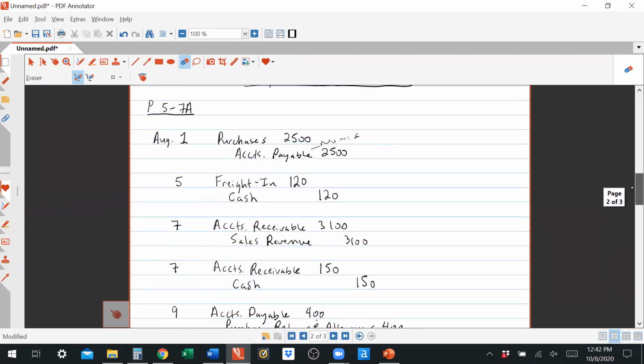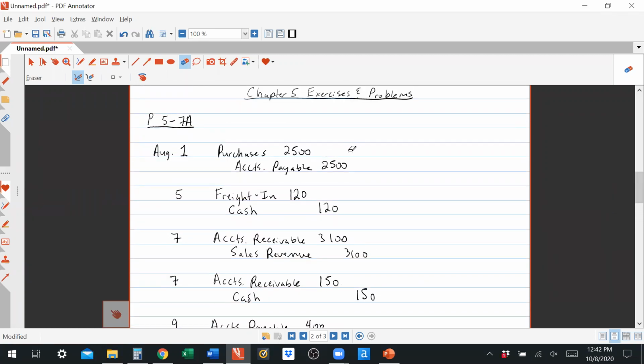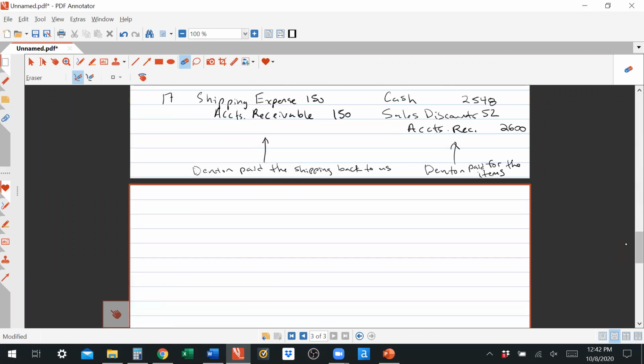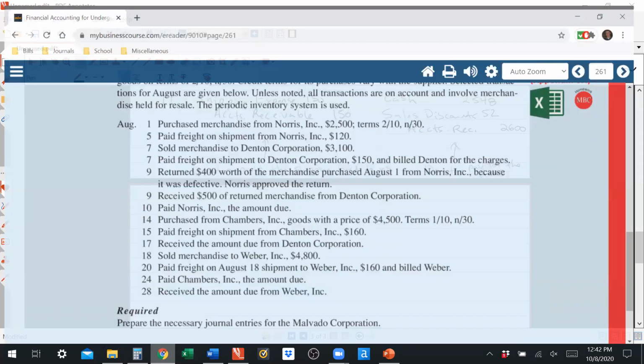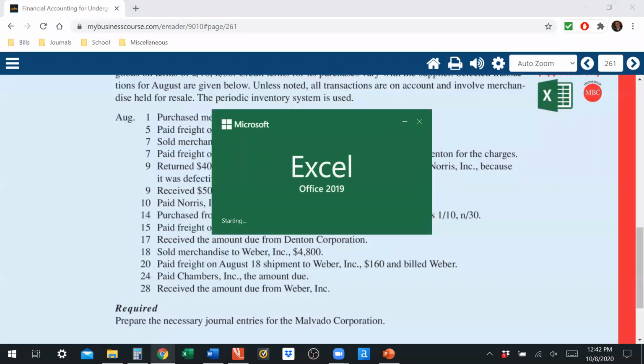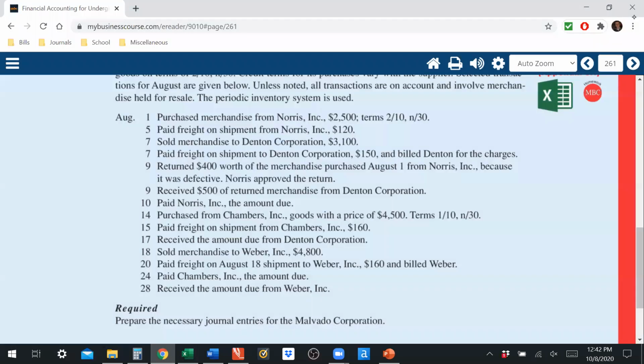But anyway, hopefully this is making some sense. I think it is. I think that I've done a pretty good job of explaining this step by step. All right, August, whoops, I opened Excel. August 18th, we sell merchandise. So here's our second customer in this example. All right, Denton's already paid us. They were our first customer. Everything's fine with Denton. We don't have any more accounts receivable with Denton.